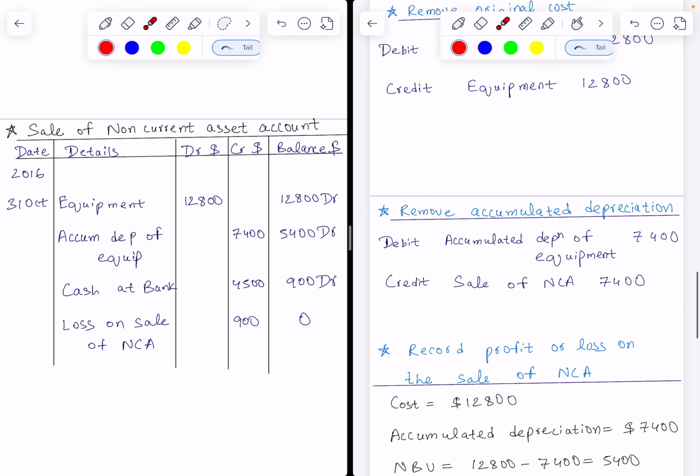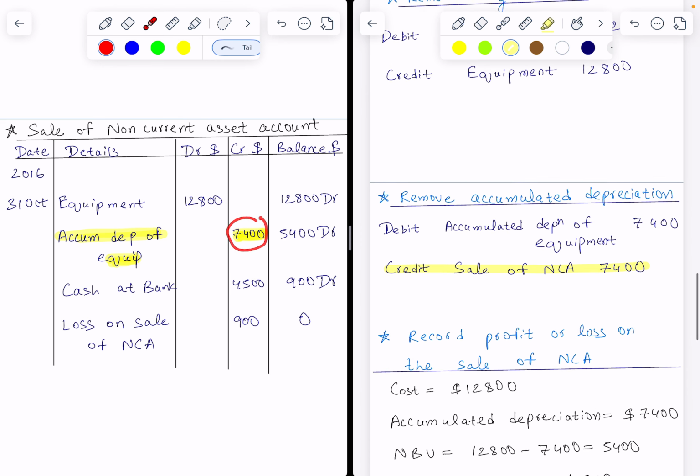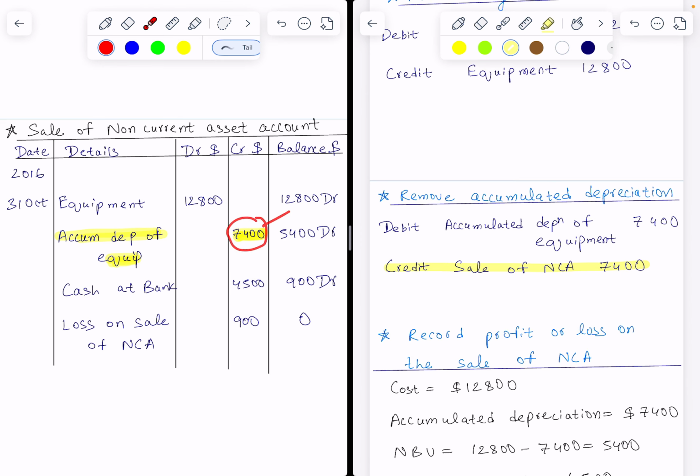Next, we're removing the accumulated depreciation. So you can see the sale of non-current asset account is credited here by 7,400. So you will see that in the ledger account, we're including 7,400 on the credit side, with the relevant cross-reference in the details column being the accumulated depreciation of equipment account. Again, you can see I've written in short, but make sure to write the full form in the exam. So now you've got 7,400 credits, which are subtracted from 12,800 debits, and we are left with 5,400 debits, because obviously debits are higher than credits at the moment.